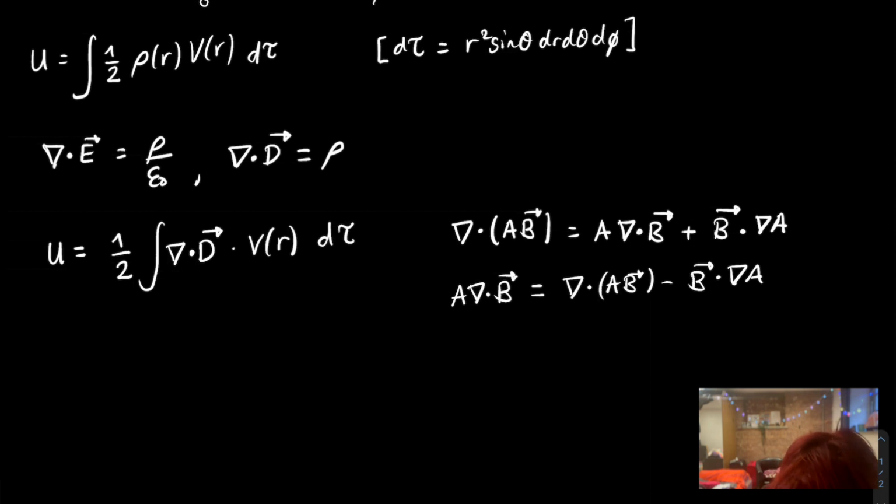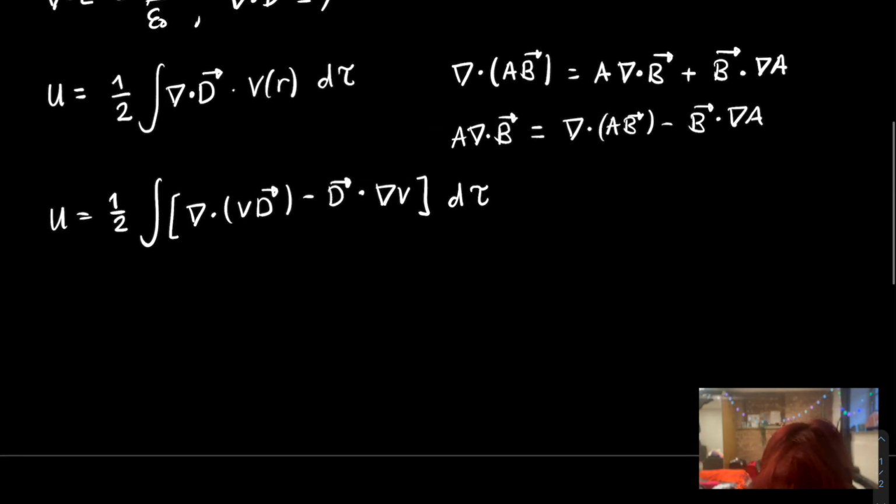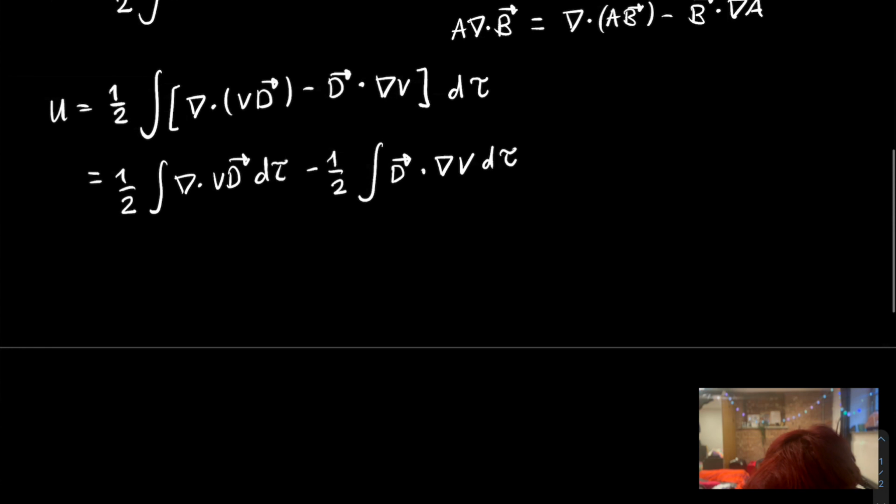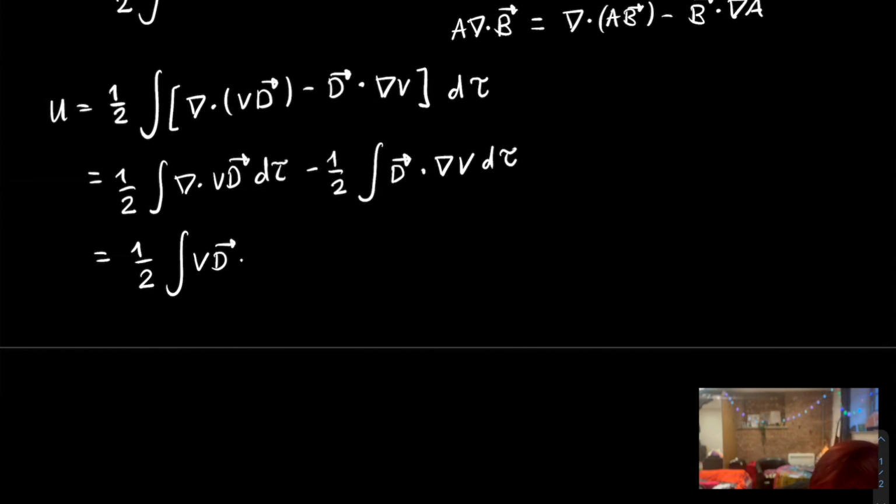When we do that, we get this right here, which is going to decouple into two integrals, because of course we have this minus sign, and we are going to evaluate each integral separately. Now we can look at this first integral using the divergence theorem. Remember, we just use tau as a placeholder for volume. We can identify that we have a divergence of a vector integrated over a volume. When we apply the divergence theorem, this first integral is equal to 1/2 times the closed surface integral of V D dot dS, where S is the surface enclosing the volume.